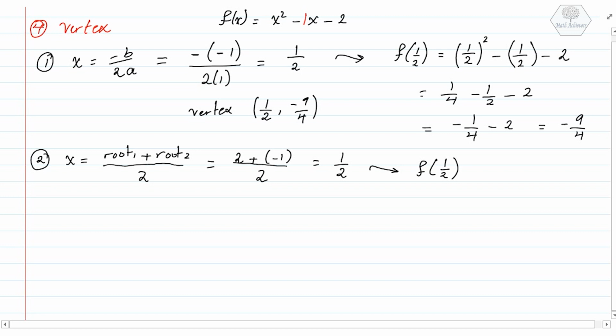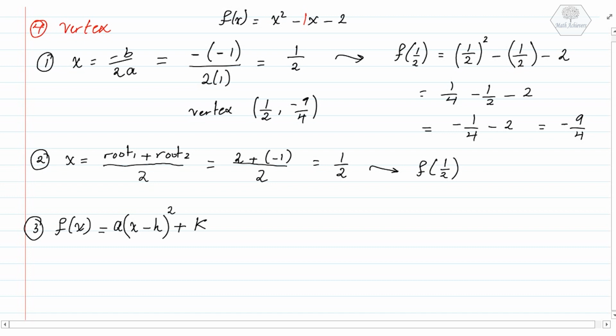These are the first two ways. Either you can use this one, or if you have the roots, it's easier to use this one. The third way, which is so important and essential, is to write the equation in the vertex form. In the vertex form, which means f of x must be written in this form: a times (x minus h) squared, here we have a as a constant, plus k.